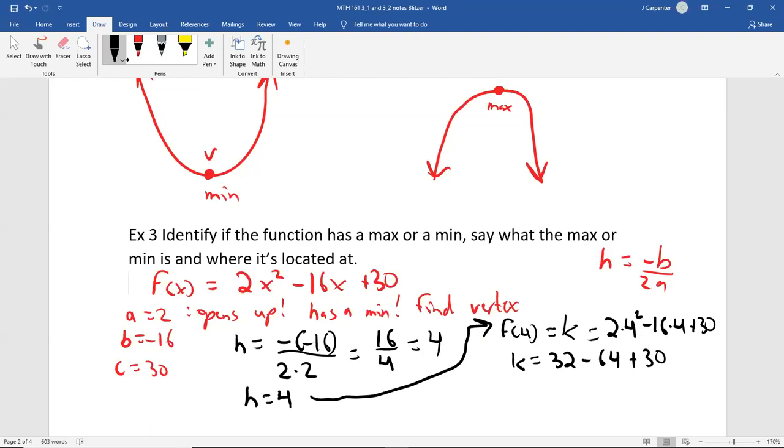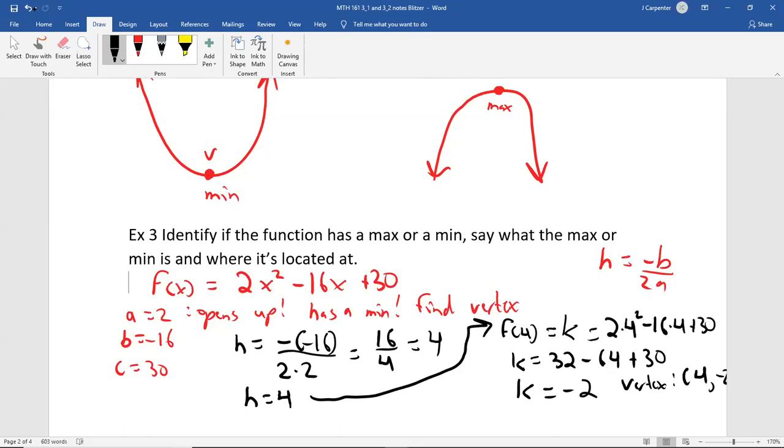Negative 32 plus 30. I feel like I said something wrong. No, I didn't. It's fine. I heard a ding, so I thought someone had a question, but it wasn't. It was something else. Negative 32 plus 30 is negative 2. So our vertex is 4 comma negative 2.